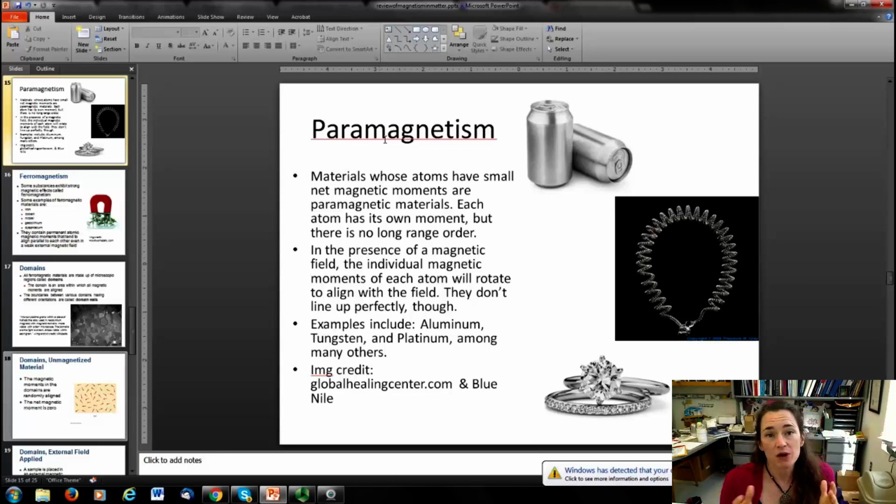Anyway, examples of paramagnetic materials include aluminum, tungsten, and platinum, among many others, and they're pictured here in all their shiny glory.